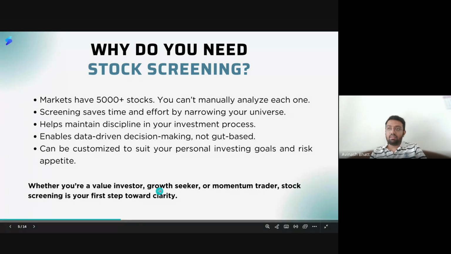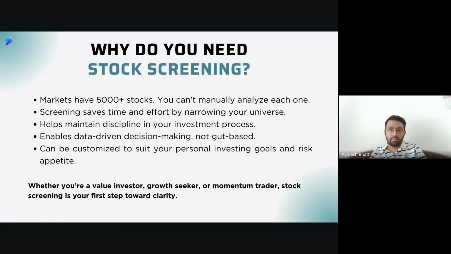Another important thing is it enables data-driven decision making, not gut-based. If you don't do screening, then let's say if you see a breakout, you will immediately chase that stock to invest or trade. But if you have a screener in place with some sort of financial quality check, then you won't fall for false breakouts, and the risk will reduce, right? So it enables data-driven decision making.